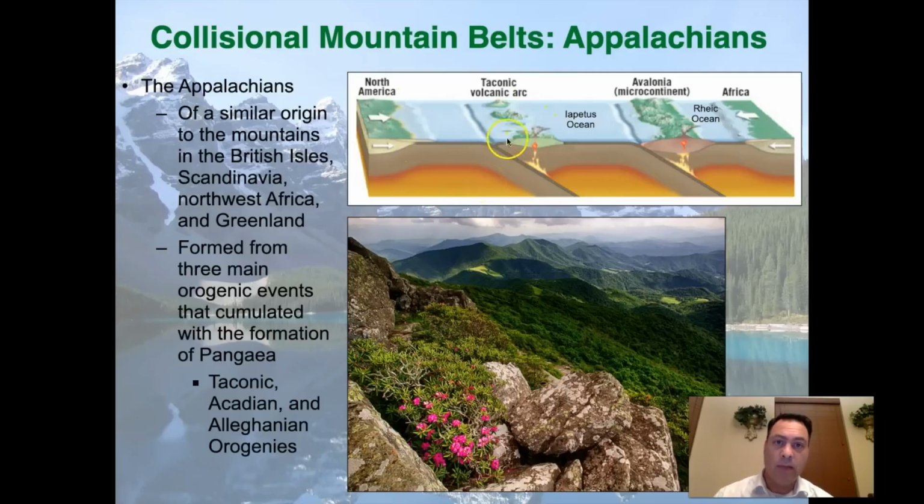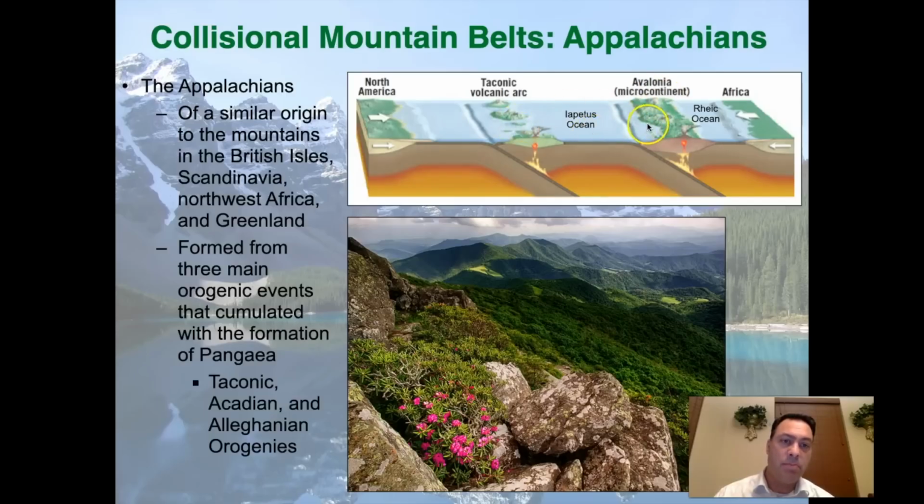The Taconic volcanic island arc was located here. Here we see the subduction zone with a trench and something that we call the Iapetus Ocean. This is not the Atlantic Ocean of today. This is the Iapetus Ocean. And behind the volcanic arc that we see here would have been Avalonia, which was a microcontinent.